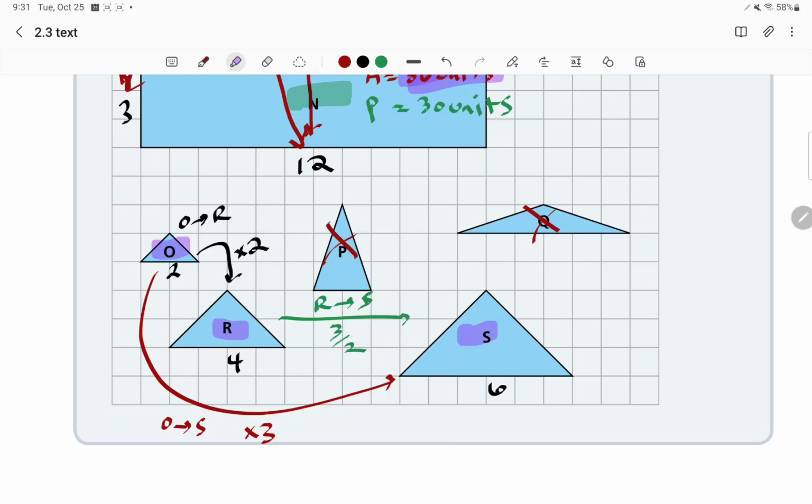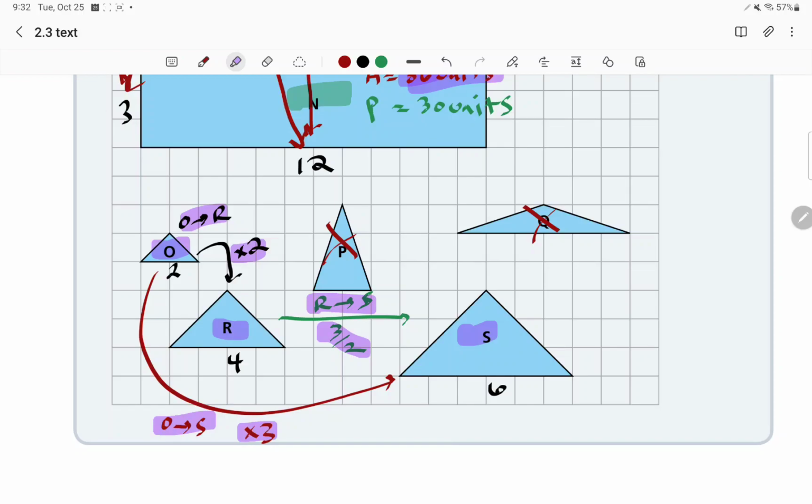You know, for example, from O to R, the scale factor is 2. But if you go from R to O, the scale factor is 1/2. So if you have from R to O and hence the scale factor is 1/2, it is not incorrect. Okay, and then if you go from R to S, that's 3/2. And then if you go from O to S, that is a scale factor of 3. All right, so make sure you have all of those. That tells you which triangles are similar.